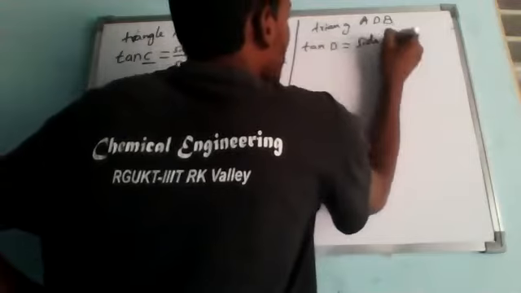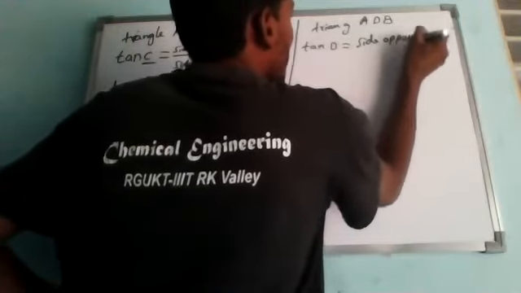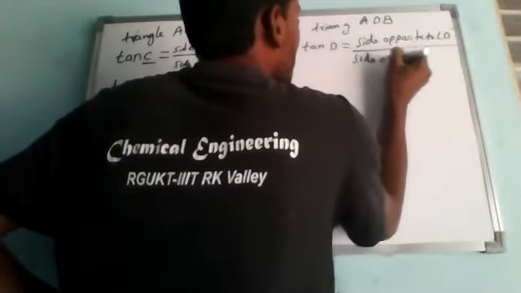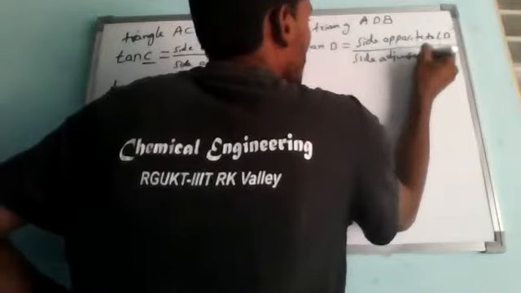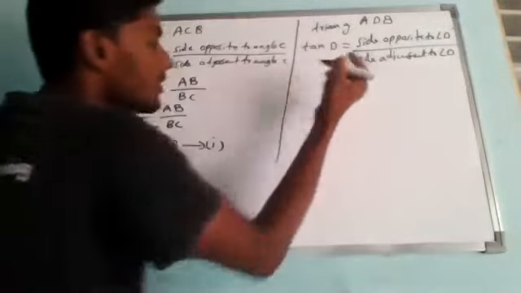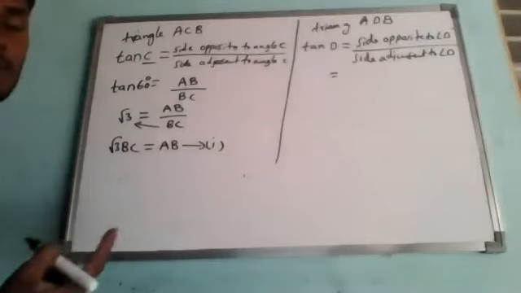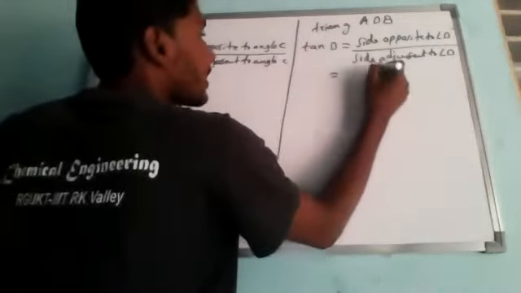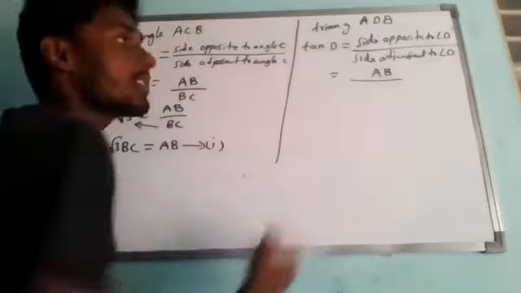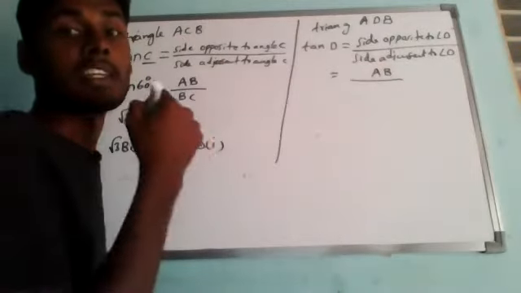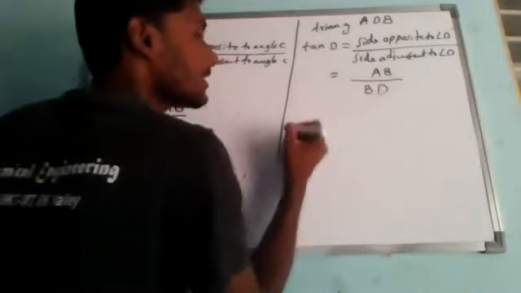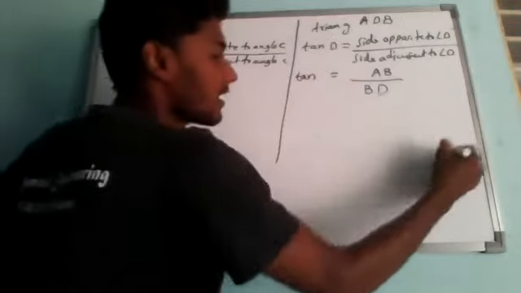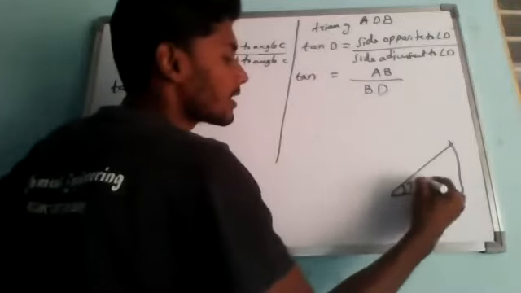In the right angle triangle ADB, what is the opposite side to angle D? That is AB. So AB divided by the side adjacent to angle D, which is DB or BD. Understanding? Tan D equals how much? What is the angle D? D equals 30 degrees of elevation.